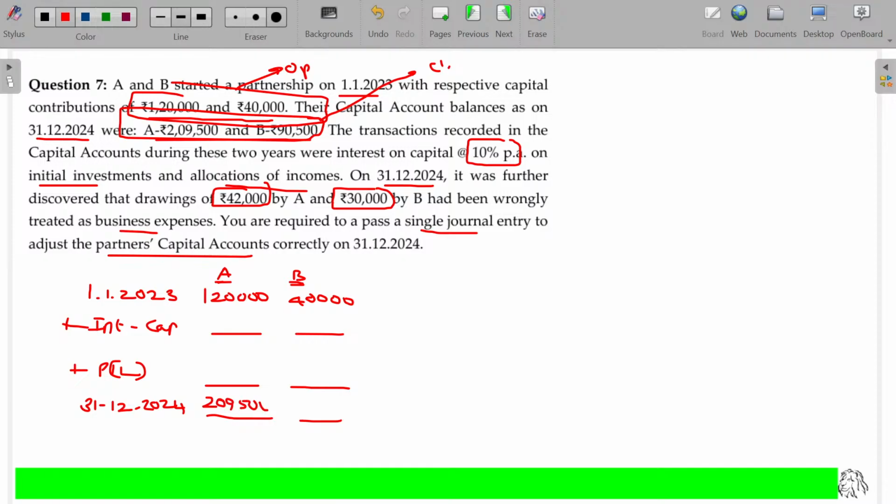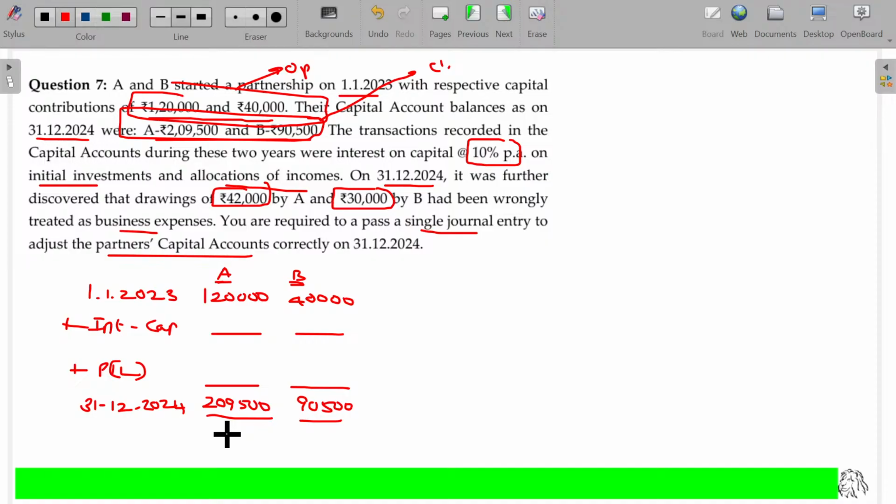2,09,500 for A as well as 90,500 for B. So only two items were added here. One is the interest on capital over the 2 years period and allocated profits. Allocated profit is the wrong one, not the correct one. The wrong profit was allocated to these two partners because the 42,000 and 30,000 should be subtracted from the capital account. No, they have debited to the P&L account wrongly. So that should be done later on.